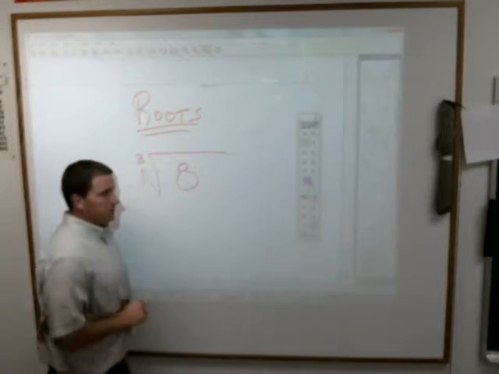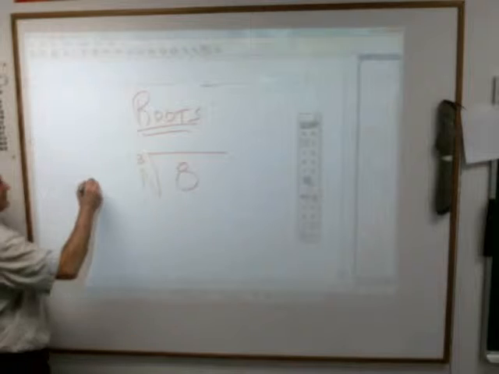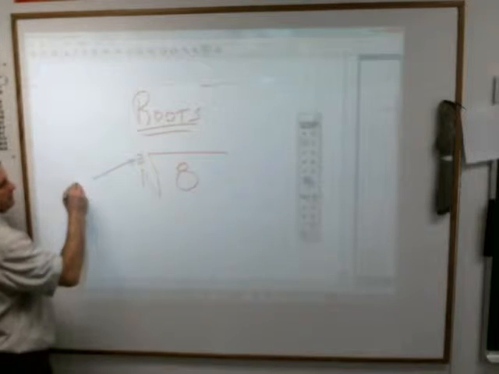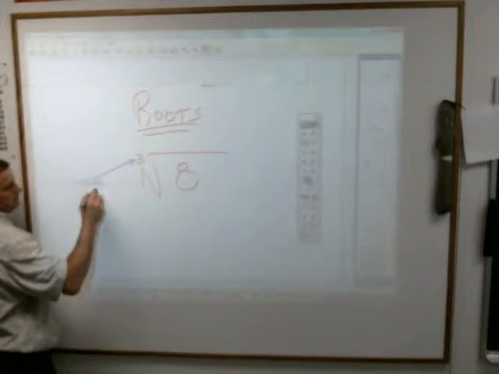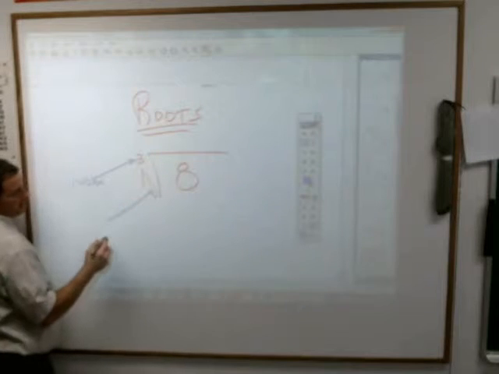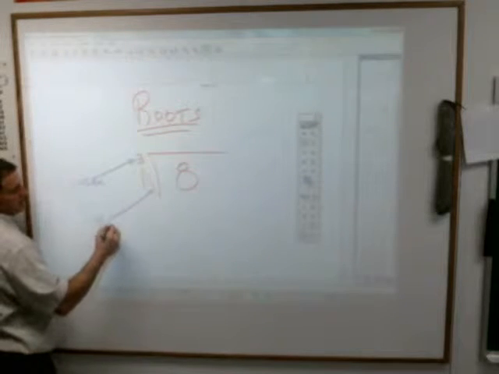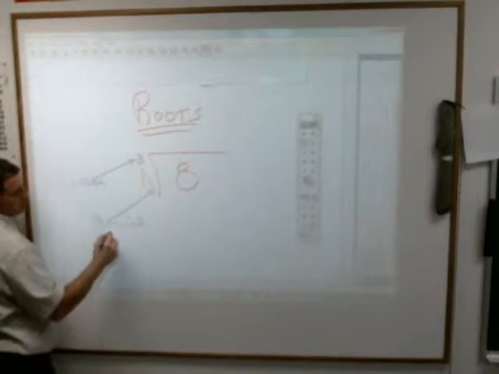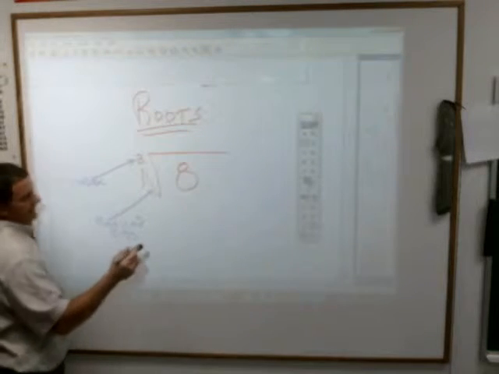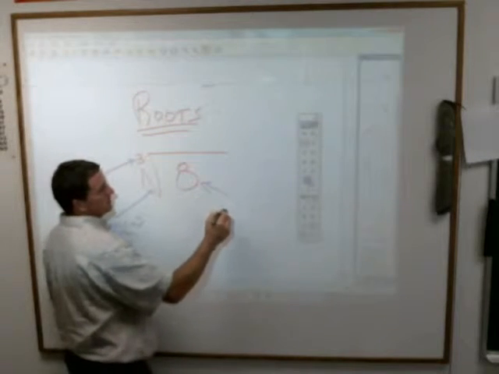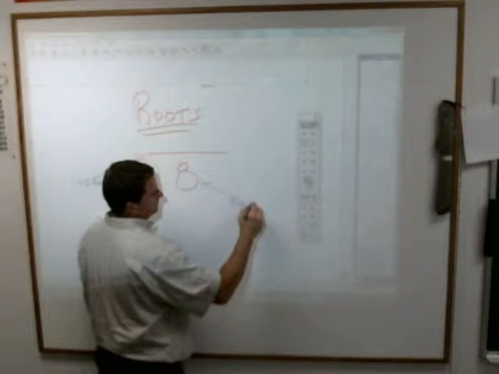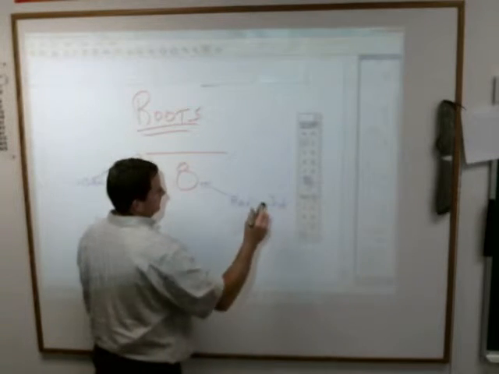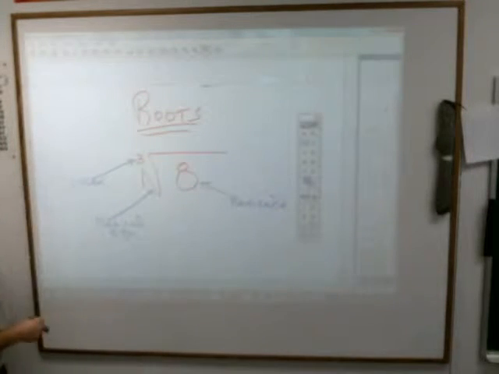Okay. Some definitions before we start. This guy up here is called the index number. This is called the radical sign because it's pretty radical. And believe it or not, the 8 right there is called the radicand.